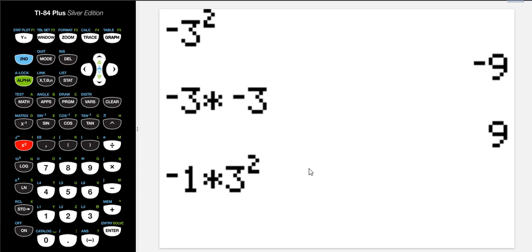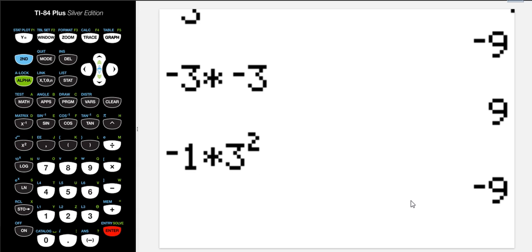Order of operations says parentheses. We don't have any parentheses. Exponents. I have exponents. So what the calculator wants to do is square that number first. Then it goes to multiplication. It takes that 9 and multiplies times -1, and that's how we get the -9.